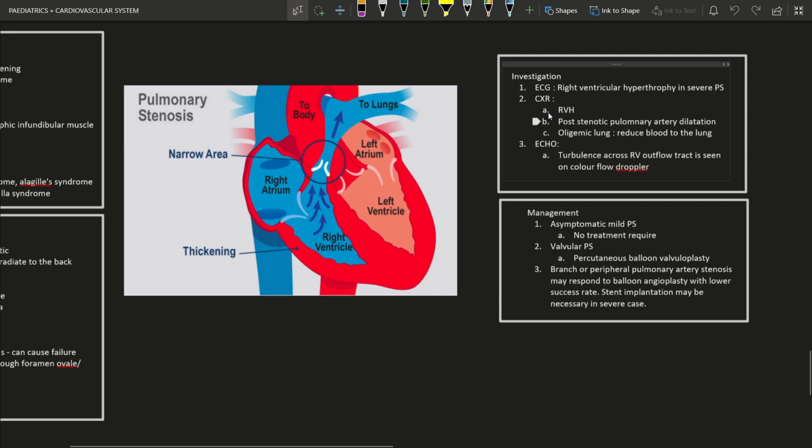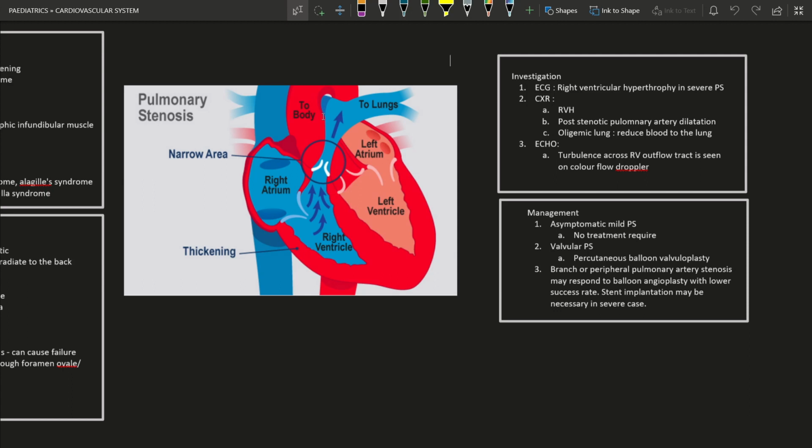In the chest X-ray we can also see an oligemic lung, which is reduced because of the reduced blood to the lung. As we all know, the stenosis area causes less blood to enter the lung compared to normal, and that's why we can see an oligemic lung. That means there's less perfusion to the lung.